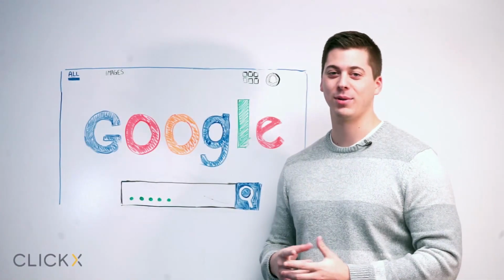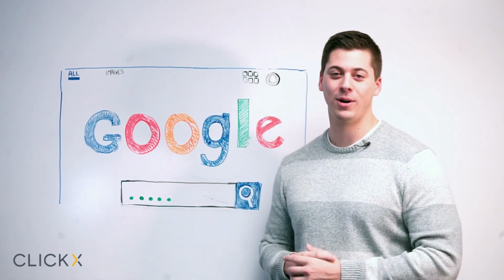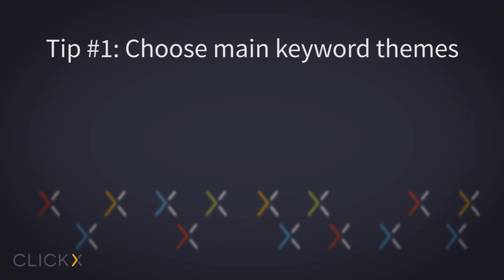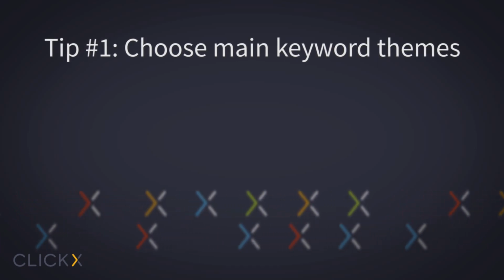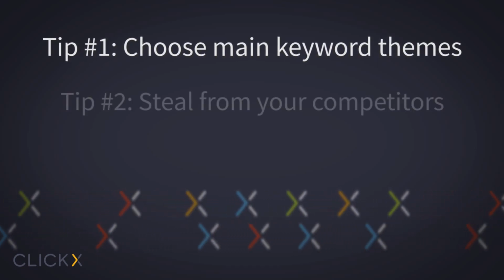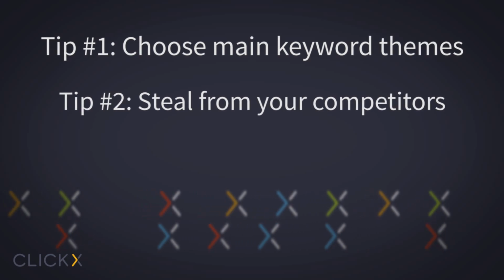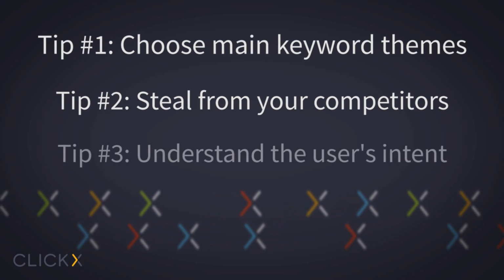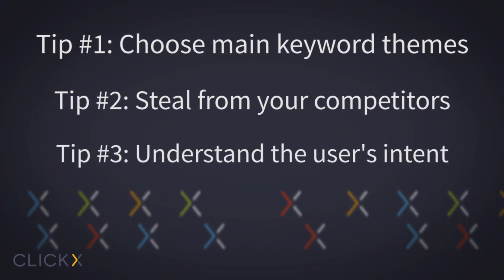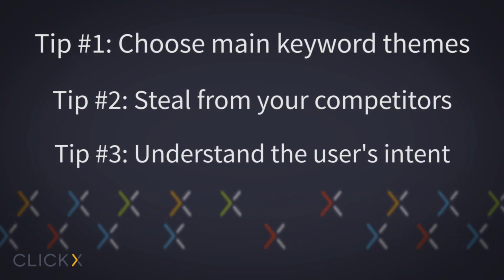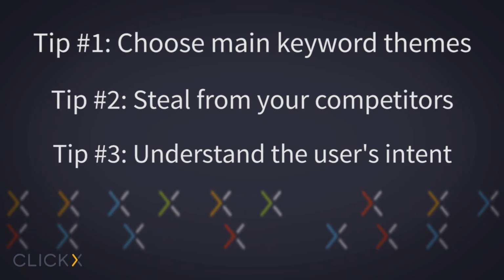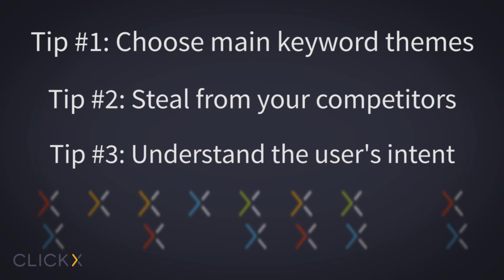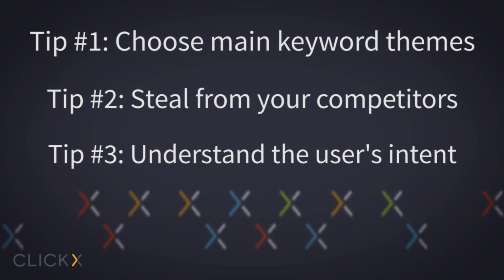So the three topics we're going to cover today. Tip number one is choosing main keyword themes when you're doing your research, and make sure those themes align with the different service offerings that you offer. Tip number two is steal from your competitors, and we're going to talk about that in just a second. And tip number three is understanding intent of the user. If we understand the intent of the user, that's really going to harp down on those long tail keywords that you hear so often, and that's going to identify what kind of search terms and what kind of long tail keywords make sense for our SEO.